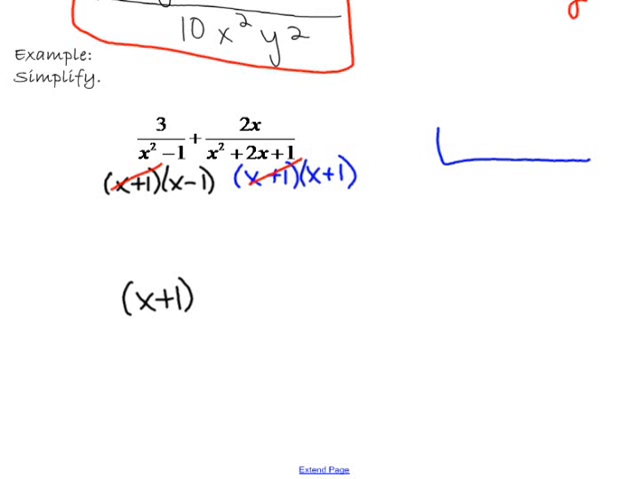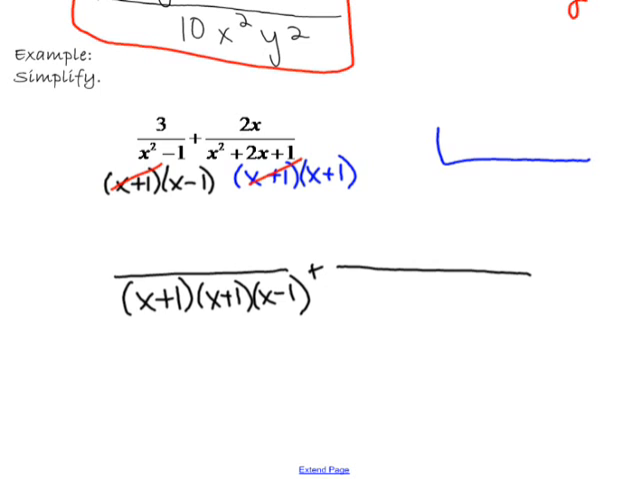Now, do they have anything else in common? Well, there's an x minus 1 and an x plus 1, and those are completely different. So those are the two other things we need. We need another x plus 1, and we need an x minus 1. And that's our common denominator for both fractions. So you look for what do they have that's the same, and what do they have that's different? If you want to write this denominator as x plus 1 squared times x minus 1, that's just fine.